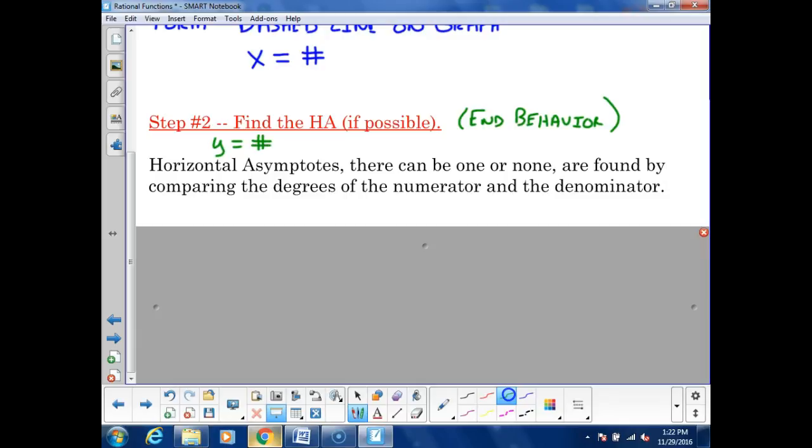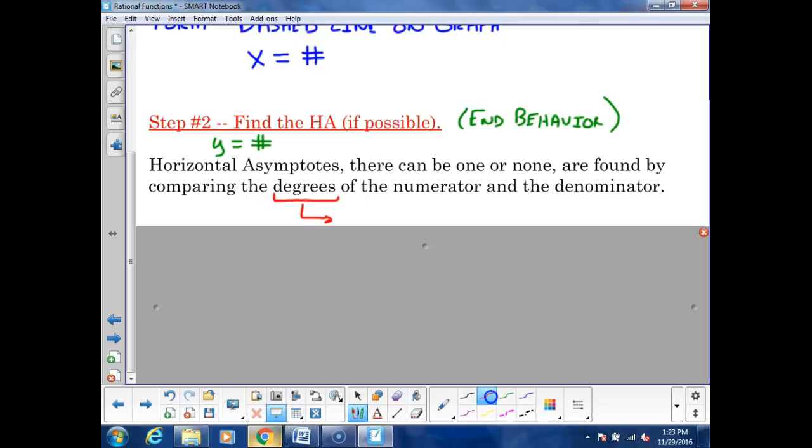The second cool thing about a horizontal asymptote is that there can only be one or none. That's your two choices. You're either going to have one horizontal asymptote or you're not going to have any at all. You can't have two. You can't have four. One or none. We find the horizontal asymptote by comparing the degrees of the numerator and the denominator.